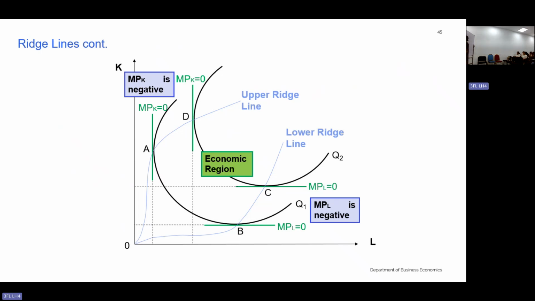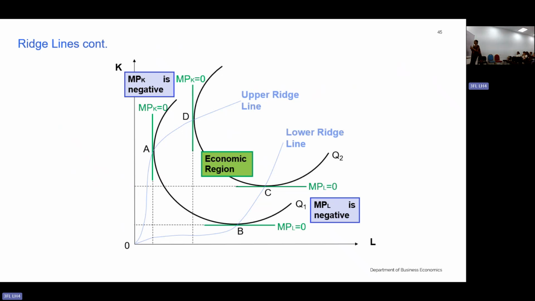Now first, if I take a point like here, in this area, what is your observation? What happens to L and K? This is K. How about L? L is increasing, but K is constant. Okay. Now here, at this area, no matter at any point, the quantity is the same.